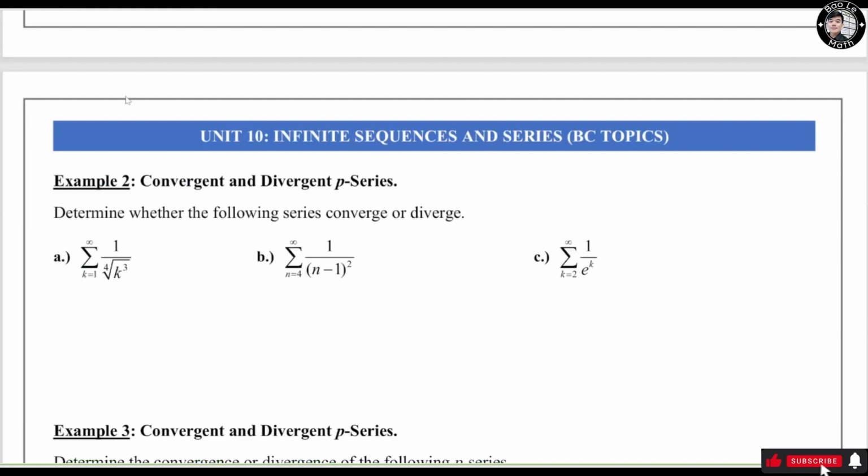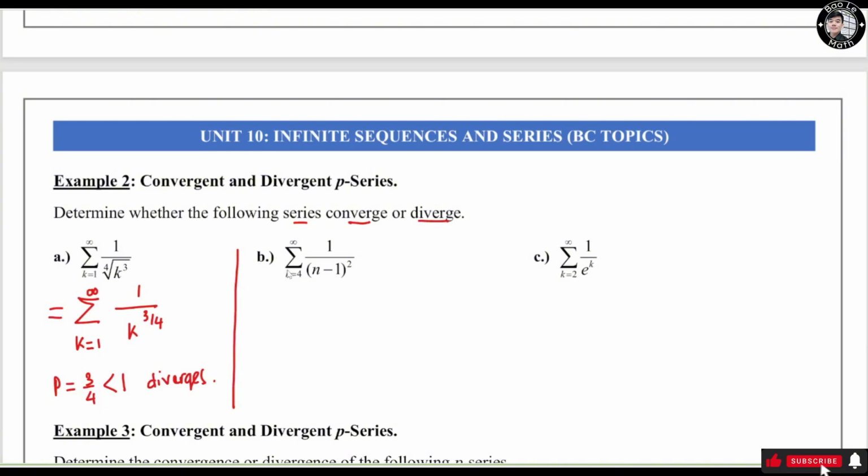Alright, example number 2, we're going to apply the P series theorem. Determine whether the following series converges or diverges. Now we need to rewrite this one as sigma when k goes from 1 to infinity of 1 over k to the 3 over 4, right? So p equals 3 over 4, less than 1. Then this P series diverges.